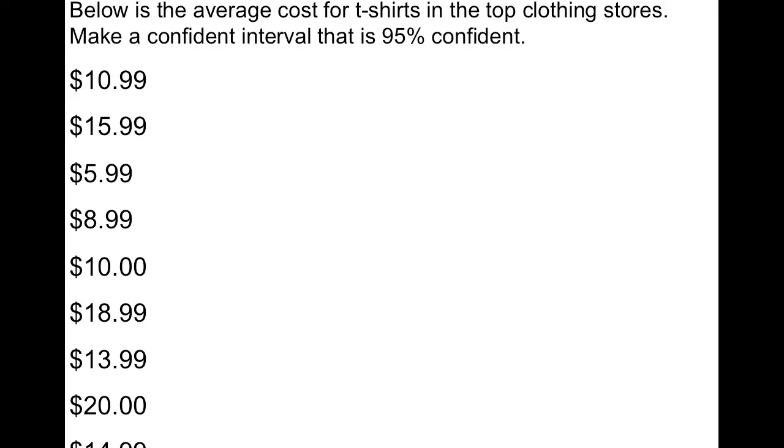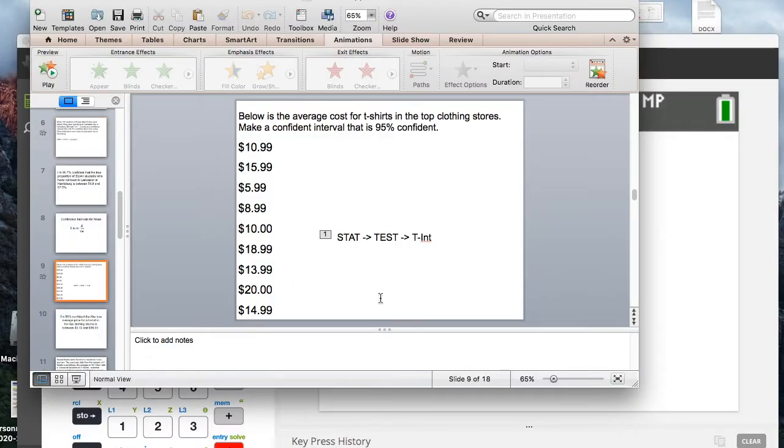Here's our example. Below is the average cost for t-shirts in the top clothing stores. Make a confidence interval that is 95% confident. So this time, it's giving us a list of data. Okay, so there's two ways to do an interval for a mean. Both of them are going to be under stat, test, and this time it's going to be T interval. Slightly different. It's going to be T interval instead of one prop Z interval. So I'm going to go to my calculator.